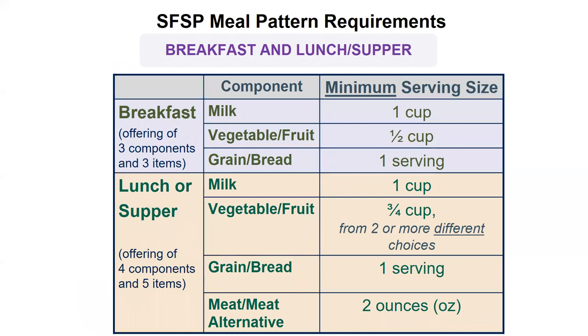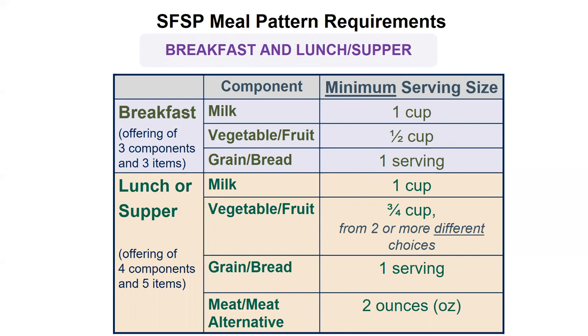For the breakfast meal pattern for SFSP, there is no maximum established for 100% fruit juice. So in other words, you could plan to offer 1/2 cup of 100% fruit juice every day at breakfast to meet your vegetable fruit requirement, and that's perfectly acceptable.